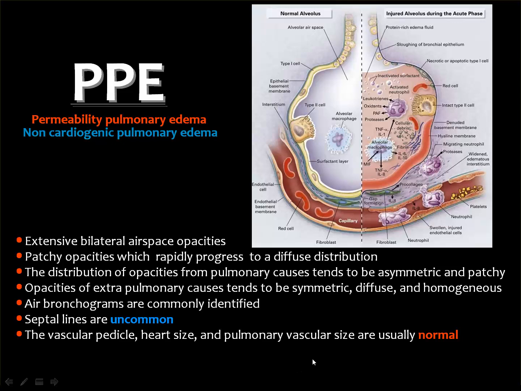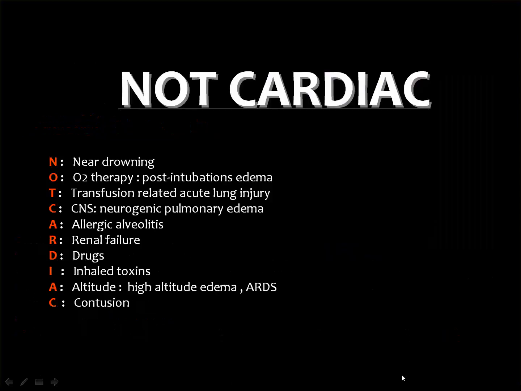Then the non-cardiogenic pulmonary edema is the result of bilateral extensive airspace opacities, and these opacities may progress to a diffuse distribution, and the opacities of extrapulmonary causes tend to be symmetric, diffuse, and homogeneous, while those of pulmonary causes may be asymmetric and patchy. Air bronchogram is present, and the septal lines in the permeability edema are uncommon. The heart and the pulmonary vasculature are usually normal.